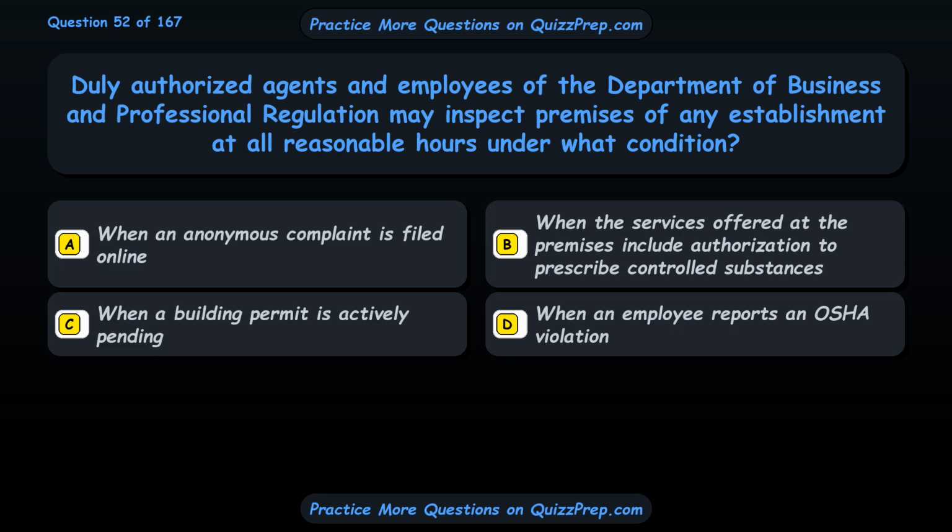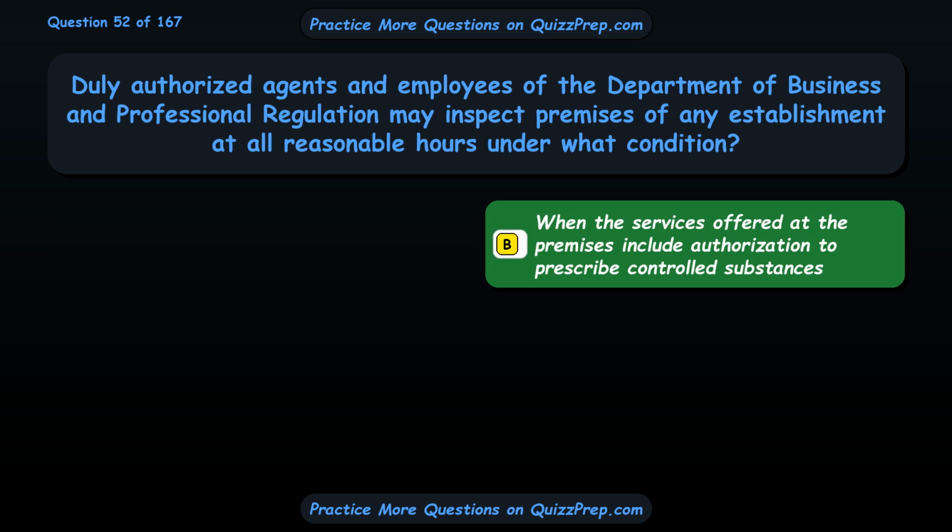Question 52. Duly authorized agents and employees of the Department of Business and Professional Regulation may inspect premises of any establishment at all reasonable hours under what condition? Option A. When an anonymous complaint is filed online. Option B. When the services offered at the premises include authorization to prescribe controlled substances. Option C. When a building permit is actively pending. Option D. When an employee reports an OSHA violation.